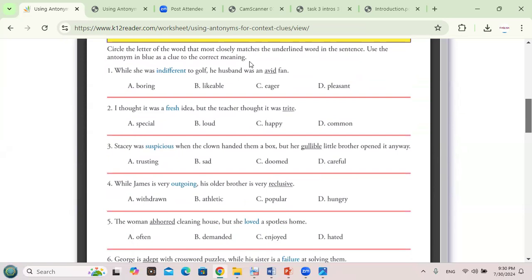Okay, so for example, let's try. Here we have the first word. Who can answer it and why? Okay, I can try. While she was indifferent to golf, her husband was an avid fan. So which one should I answer, indifferent or avid? Avid.